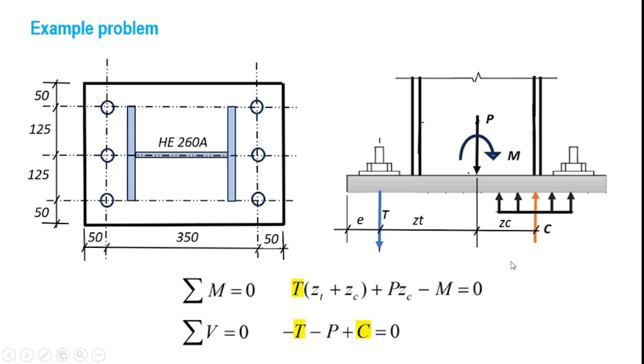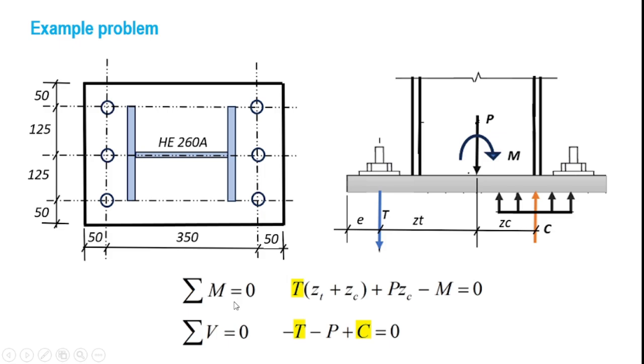One important aspect in the base plate design is writing correctly the equations of equilibrium. So for this base plate, we have essentially 2 equations of equilibrium. For example, if you consider the force equilibrium, sigma V equal to 0 will provide you minus T minus P plus C equal to 0. As you can see, all the loads are correctly marked on this sketch.